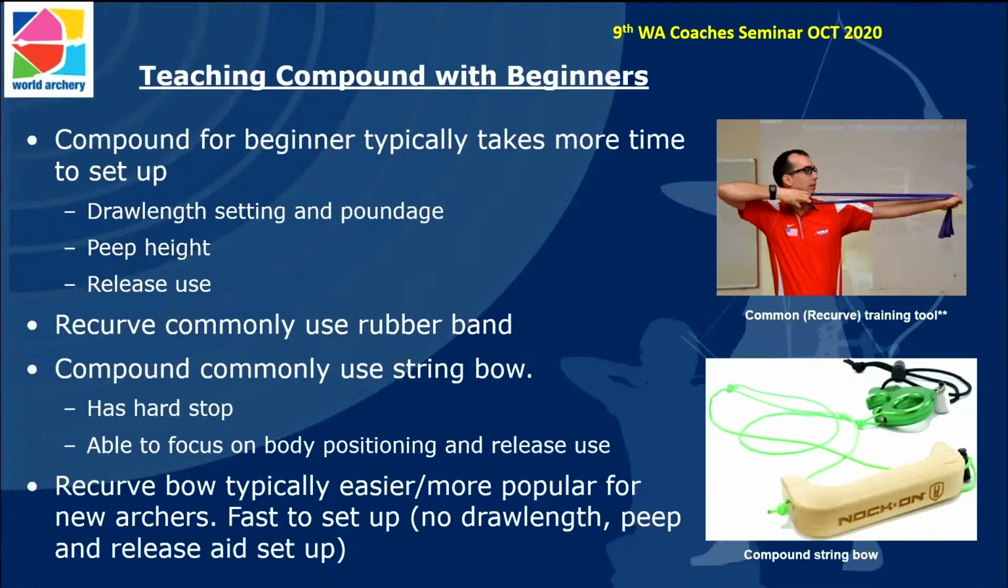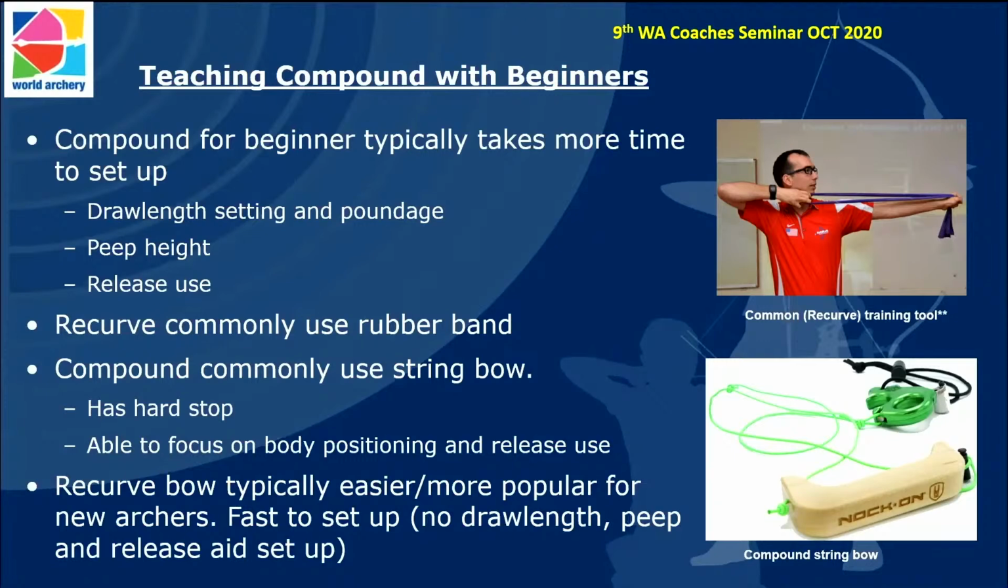So often in the recurve setting, you'll see, and you'll see the image on the right here of me drawing back a rubber band. That tool is used heavily in the development of technique and learning how to shoot with a recurve bow. They can be used in the compound, but what you will find is that often we'll use the string bow. So that's the image on the lower right-hand side. That is a much more valuable tool than the rubber band. That is because it has a hard stop, and you can change the draw length relatively easily on that and focus on some of the more preparatory positions or placement of the archer's body.